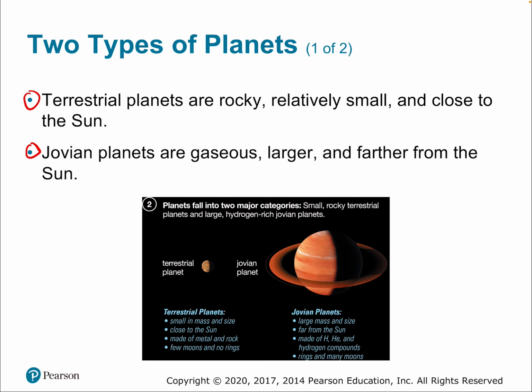Regardless, going on to the two types of planets, right? As we talked about before, terrestrial planets are small in mass and size, like Earth. They are all close to the sun. They are made of metal and rock, all right? And they have few moons and they never have rings.